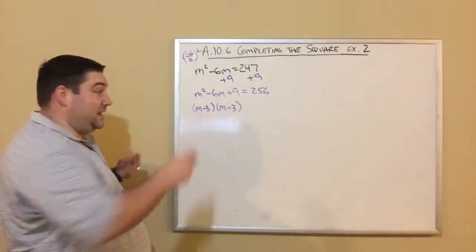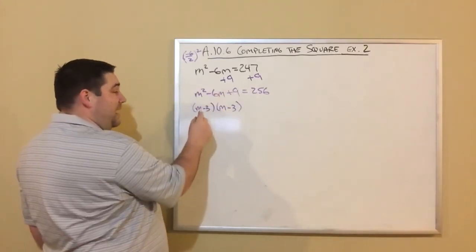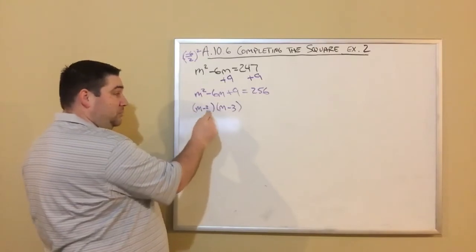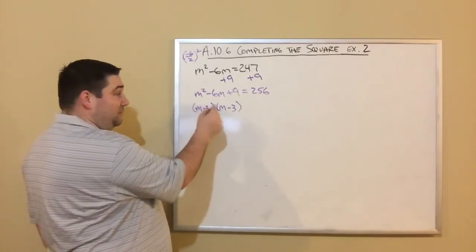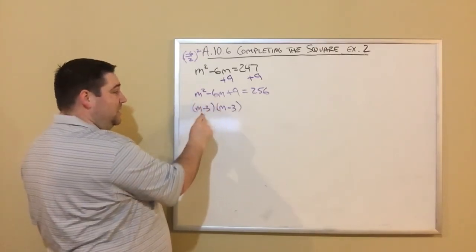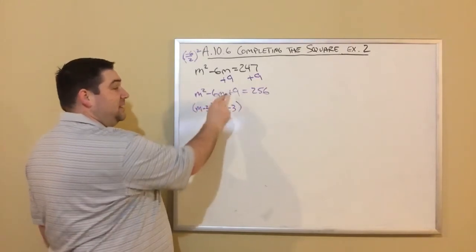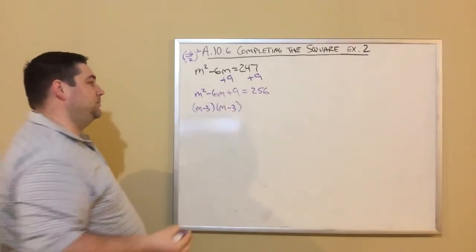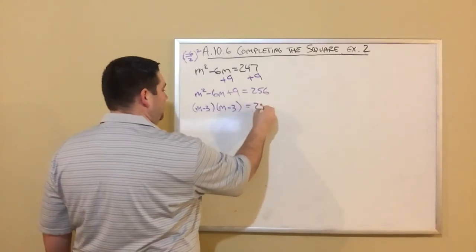If I foiled this, I could confirm it's going to give me that. Because my outer would be negative 3m, my inner would be negative 3m. Add the negative 3 plus negative 3 is negative 6, so that works. And then for my last term, negative 3 times negative 3, positive 9, that works. And this still equals 256.